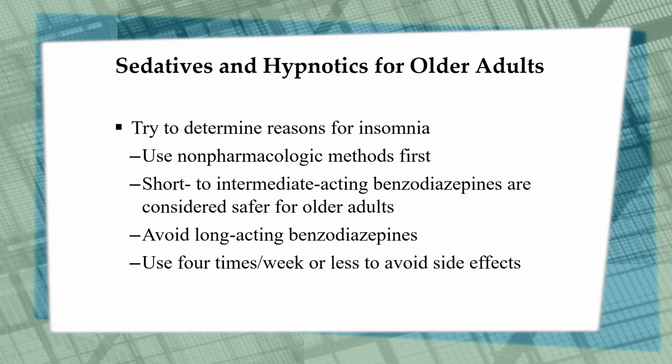If we have to use them, we want to use short to intermediate acting. None of that long acting stuff. When it comes to our older adult populations, we have to have short to intermediate acting for these patients. Avoid those long acting. Use 4 times a week or less to avoid those side effects. And again, we talked a little bit about this for both our non-benzos and our benzodiazepines.